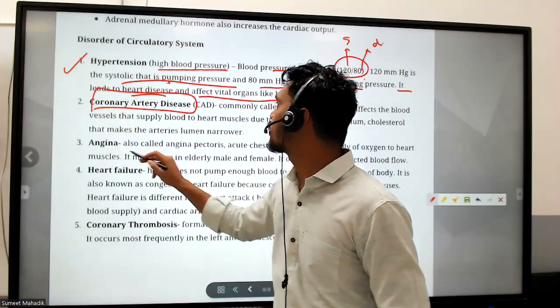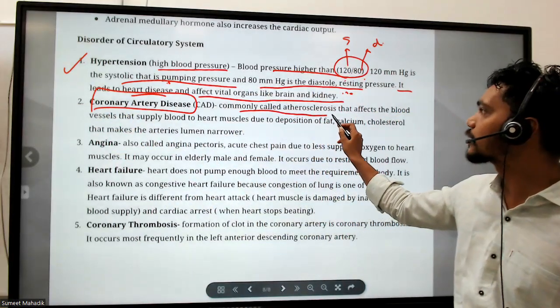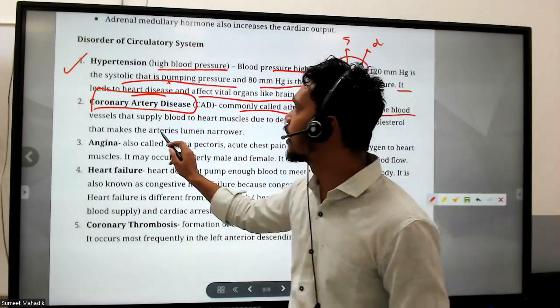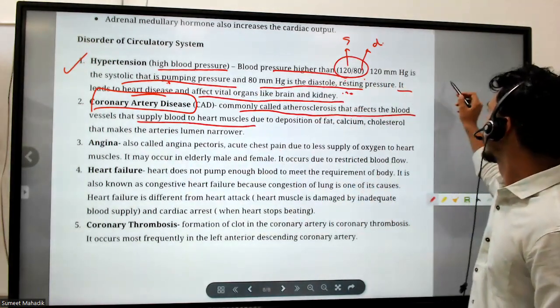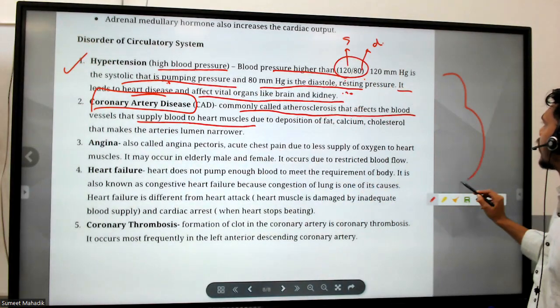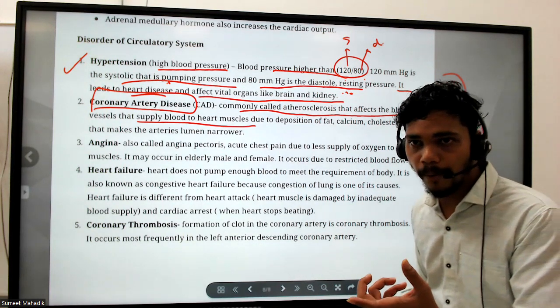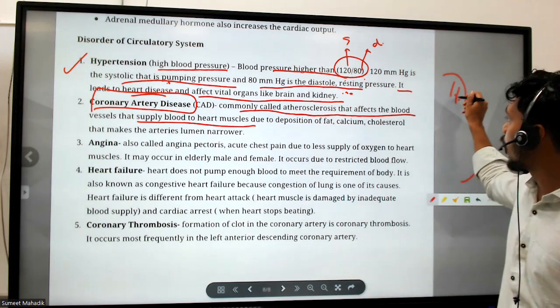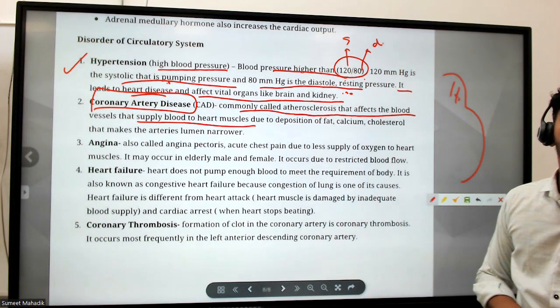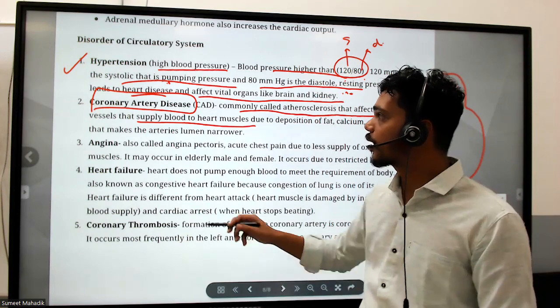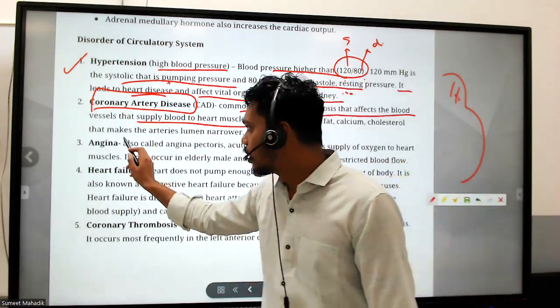Coronary artery disease. What is that? Commonly called atherosclerosis, it affects the blood vessels that supply blood to the heart. So, suppose these are the blood vessels here. They are giving blood to the heart for a pumping purpose. If there is a clot in between, it will create a problem for the heart to pump. Okay, that is called coronary artery disease.